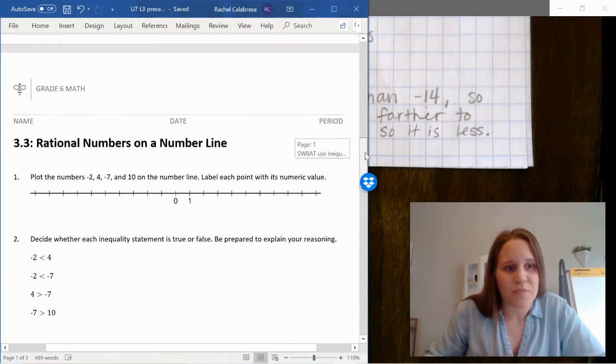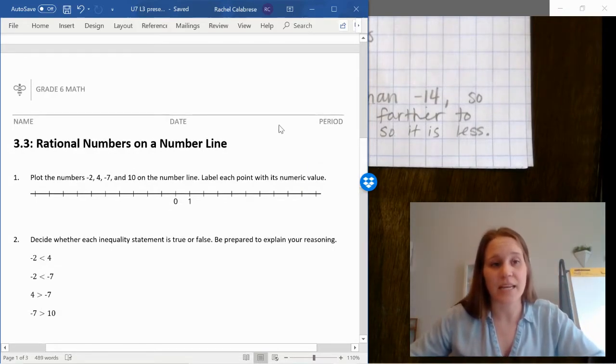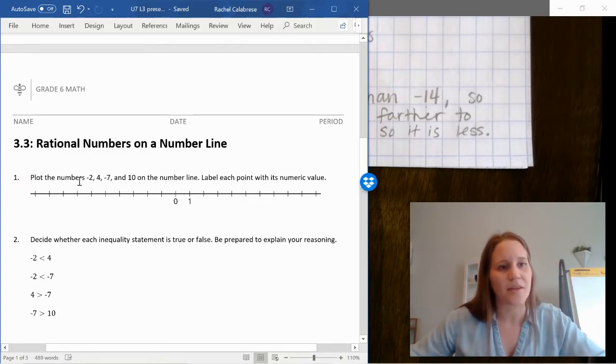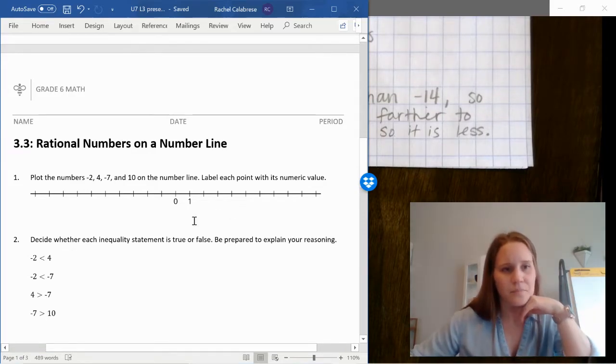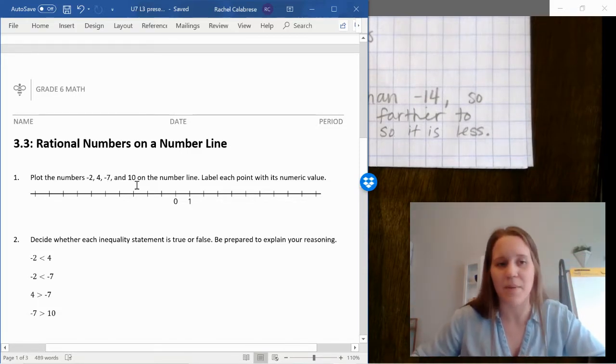I want to give you a few minutes to work on these two questions, really on your own, and then we'll just review our answers. I'm going to read them in case it's too small for you to see on your screen. You are going to plot the numbers -2, 4, -7, and 10 on the number line. Label each point with its numeric value. So of course you can't label this one on the screen. You'll have to draw a number line just like we did in number 1. I would make sure it goes all the way to +10 and all the way to -7. Okay, you can also do +10 to -10 if you like it to be really balanced with 0 in the middle.